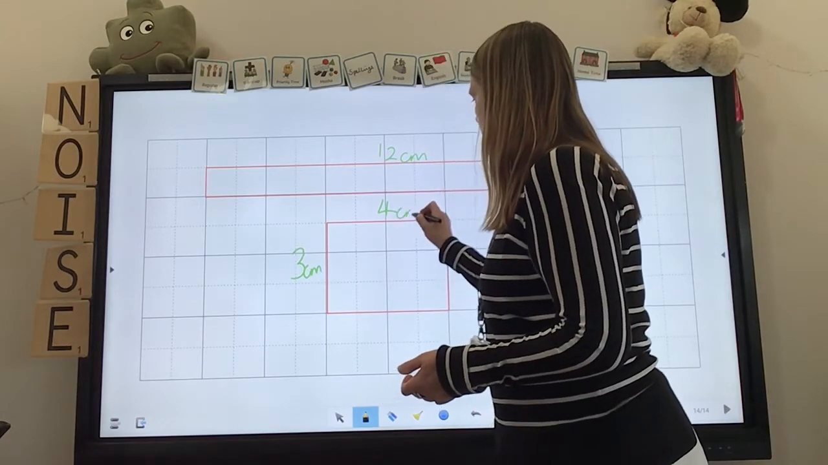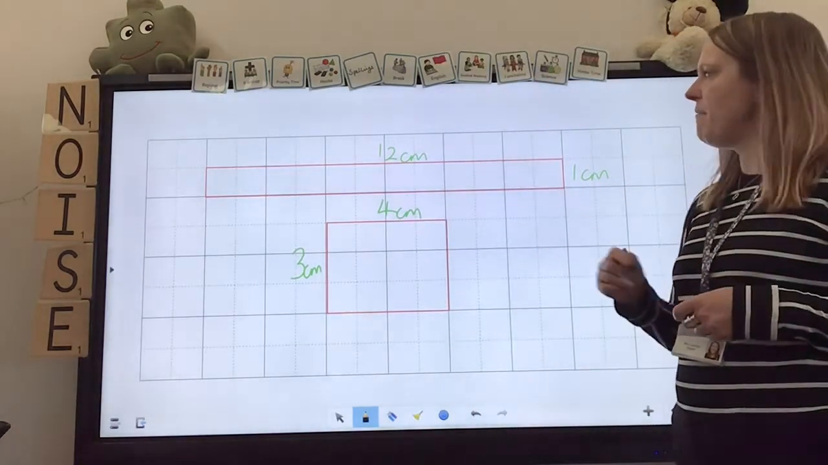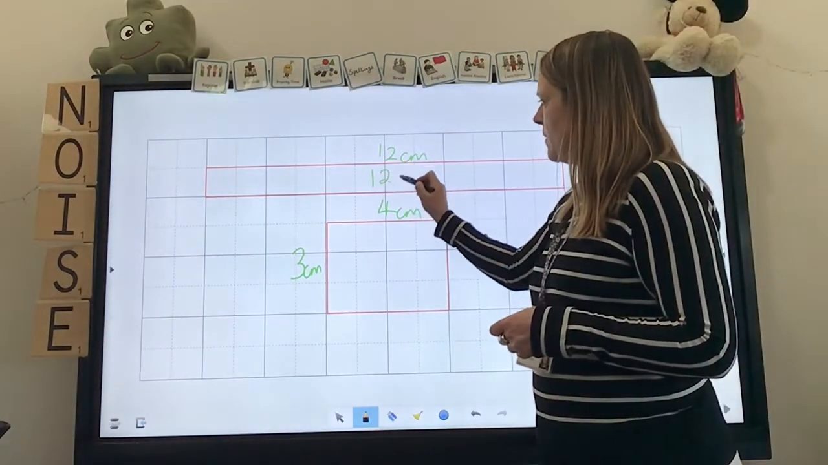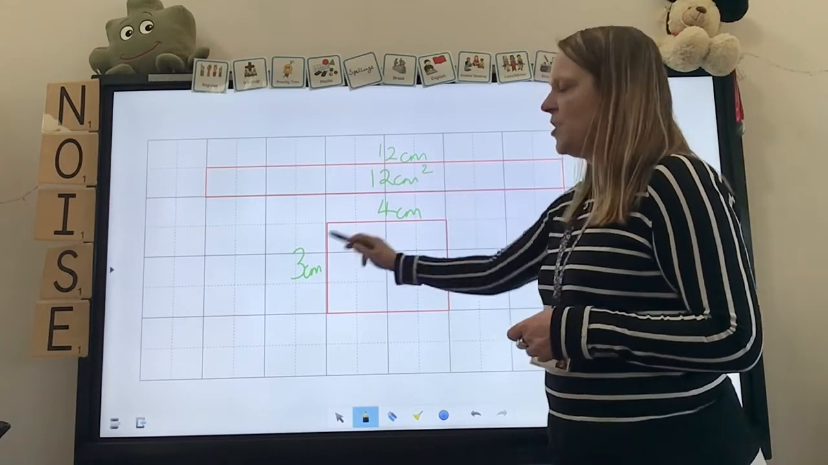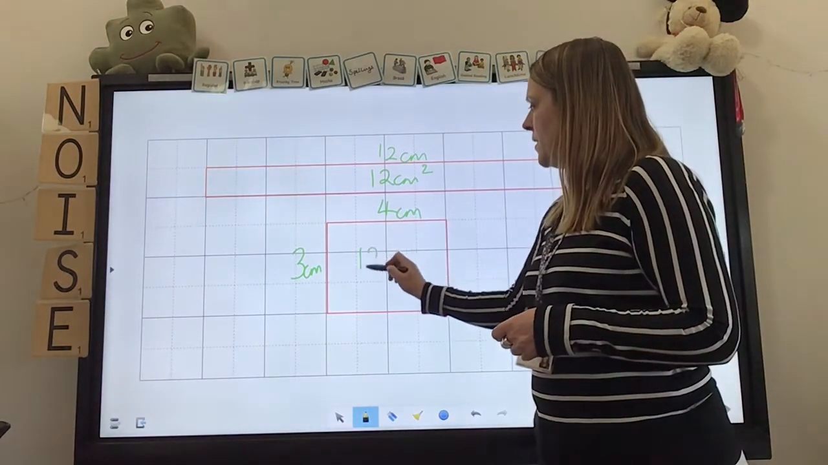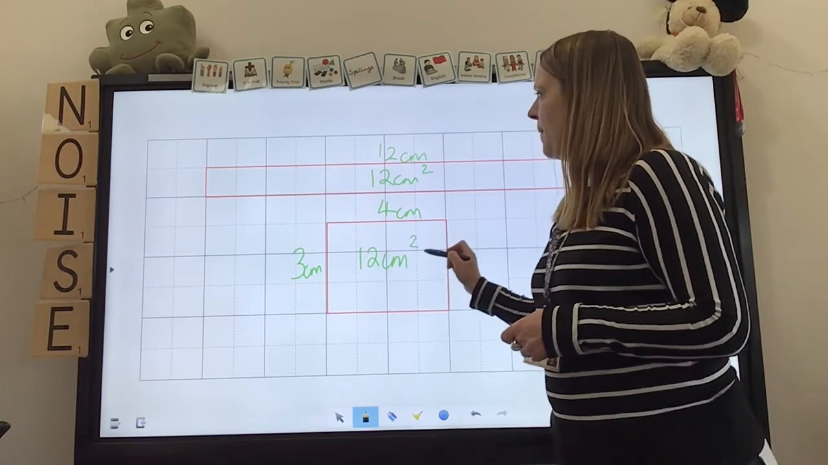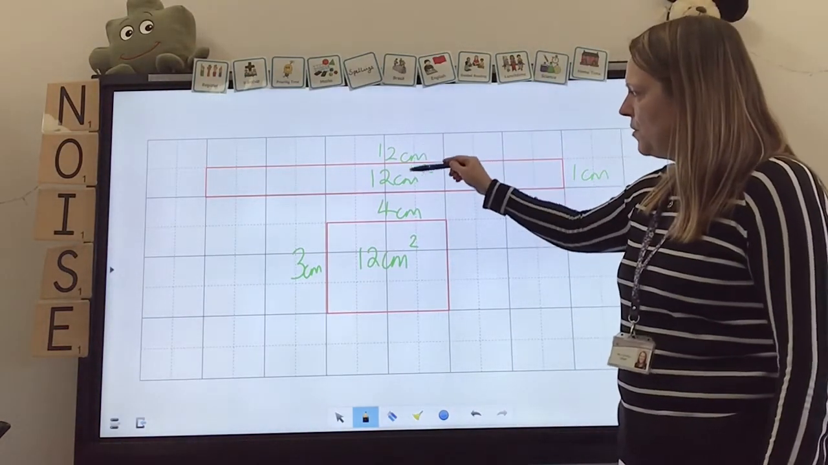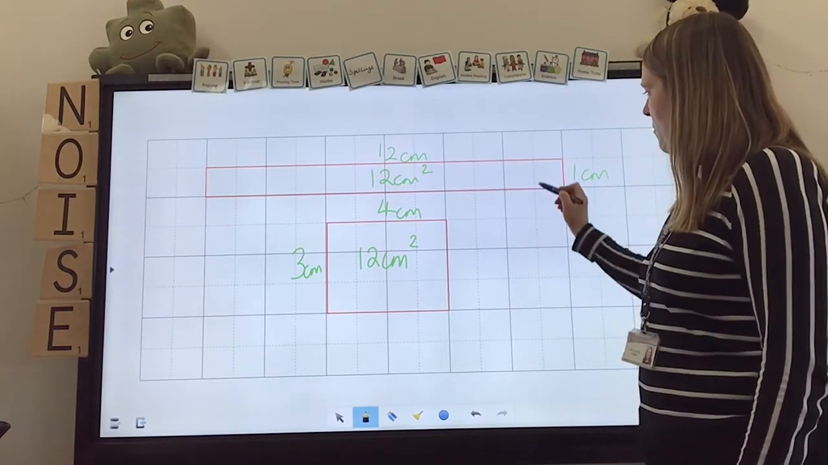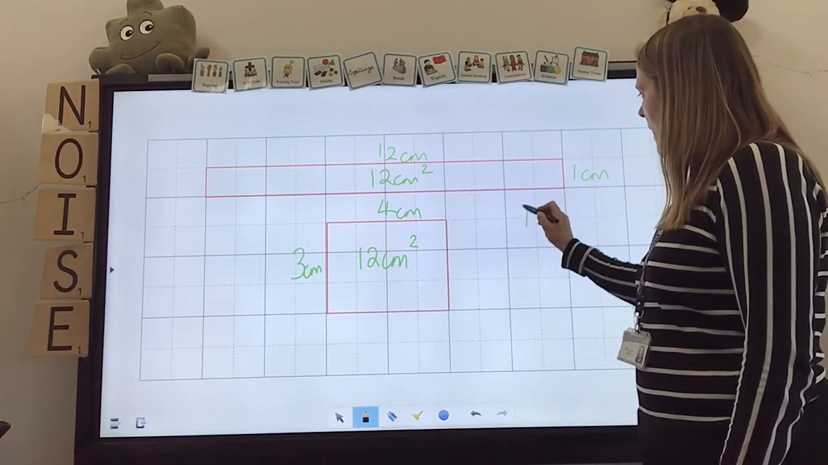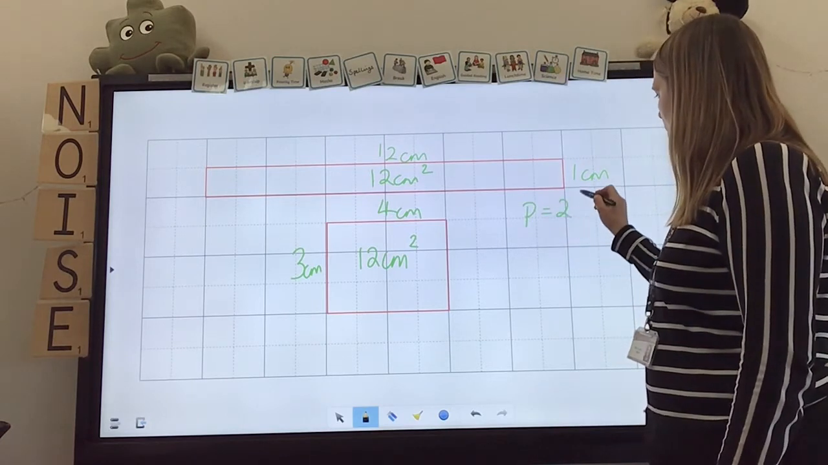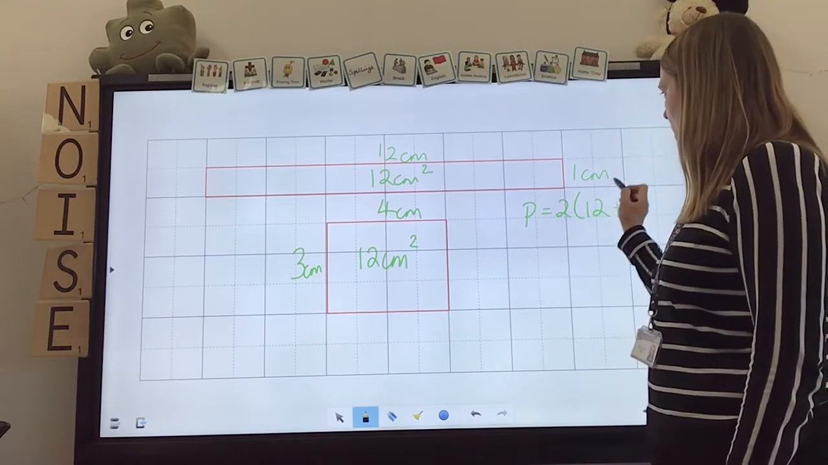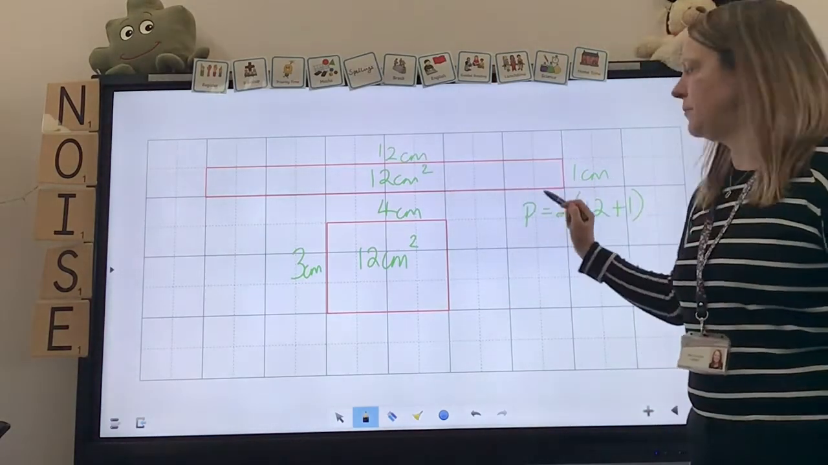So I now have a shape that is, so the area, 12 times 1 or 1 times 12, is 12 centimetres squared. 3 times 4 is 12 centimetres squared. But their perimeters are very different. So we have this one, we have 2 lots of 12. So our formula for working out the perimeter of this one here would be P equals 2 times 12 plus 1. Okay, because our width is 1 and our length is 12.